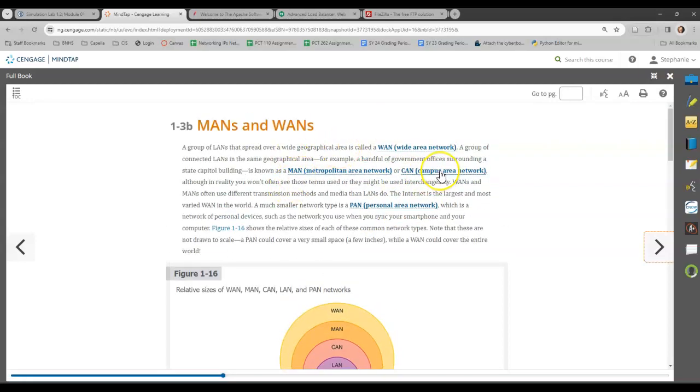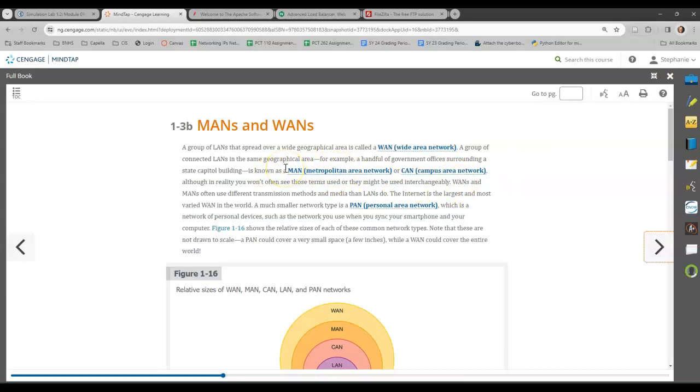Like NIU, they have multiple campuses. They have the big campus in DeKalb, but they also have Naperville, and I think they still have a campus in Rockford. So they have multiple areas that they connect to. For sure, they have a campus for engineering in WTC. They also work with Sauk Valley College. They try to work with as many community colleges as they can. And so that would be their campus area network. It's a little bit bigger than a local area network.